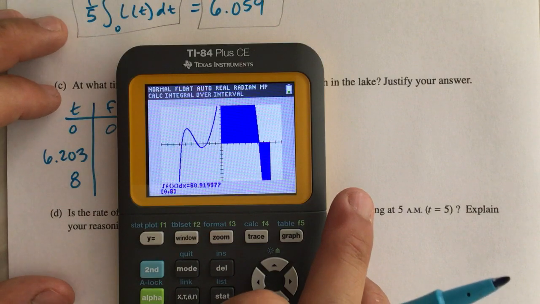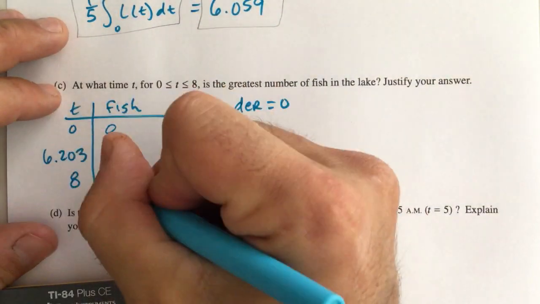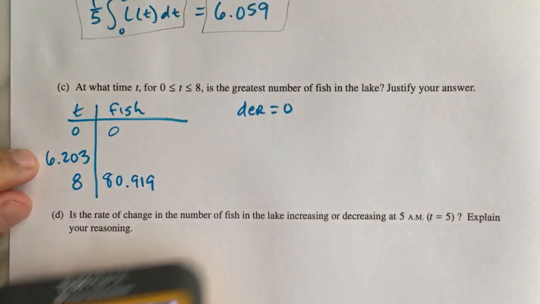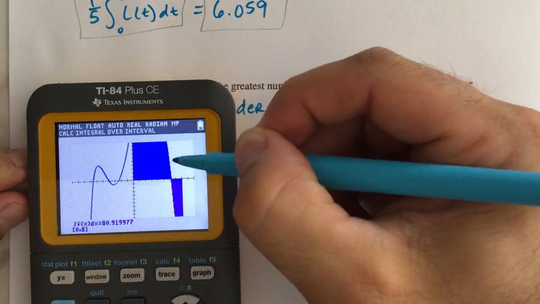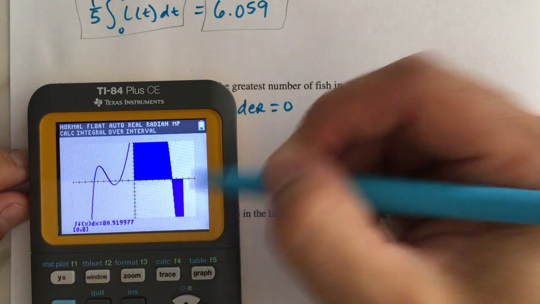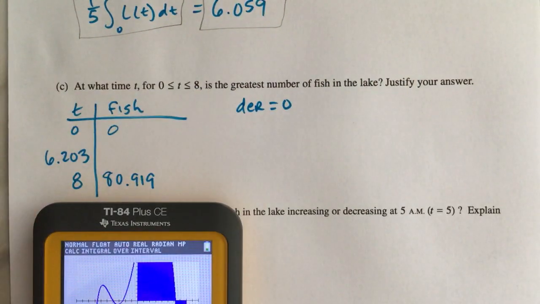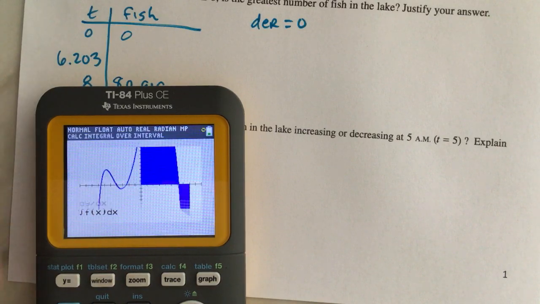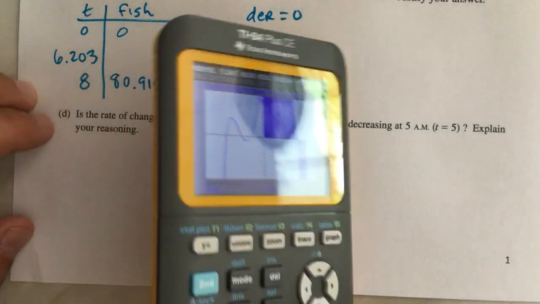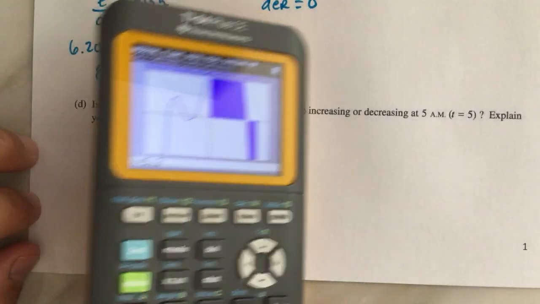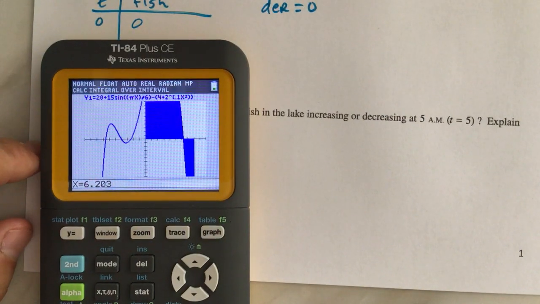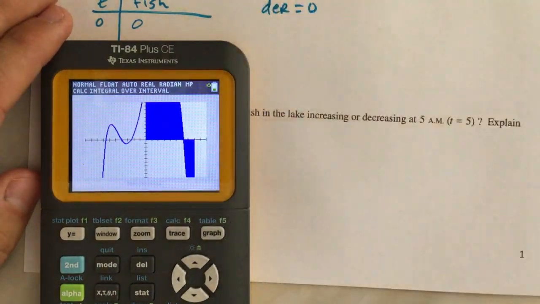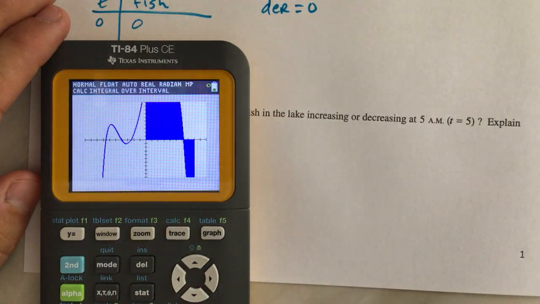That answer was 80.919. Let's write that down. 80.919, and this is definitely going to be the maximum. I could see that the most area is being added there, and then this is negative fish, right, or fish leaving. So let me get that last answer, second calc, and then I need to integrate from 0 to 6.203. I don't actually need the number of fish, I just wanted this answer on there so I could show that it was actually a maximum.